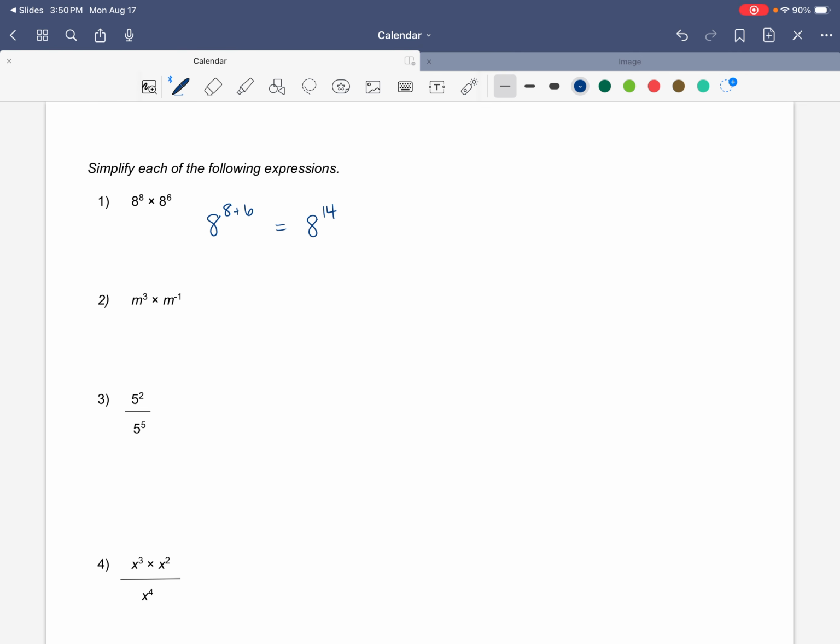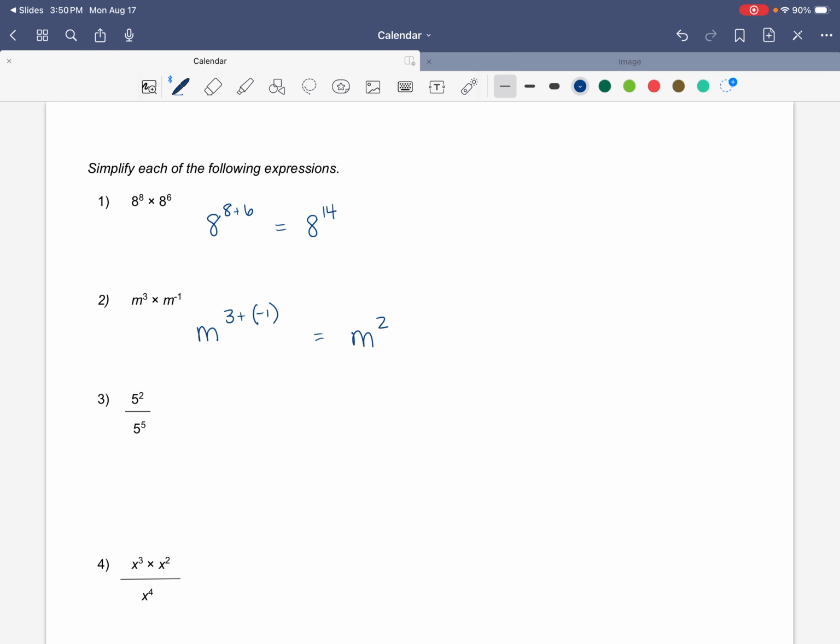For the next one, again, I'm multiplying, so we're just going to add the exponents. Notice, though, that one of my exponents is negative. So I'm going to have m as my base, 3 plus negative 1. So this really is kind of subtracting. So I will get m to the second power.